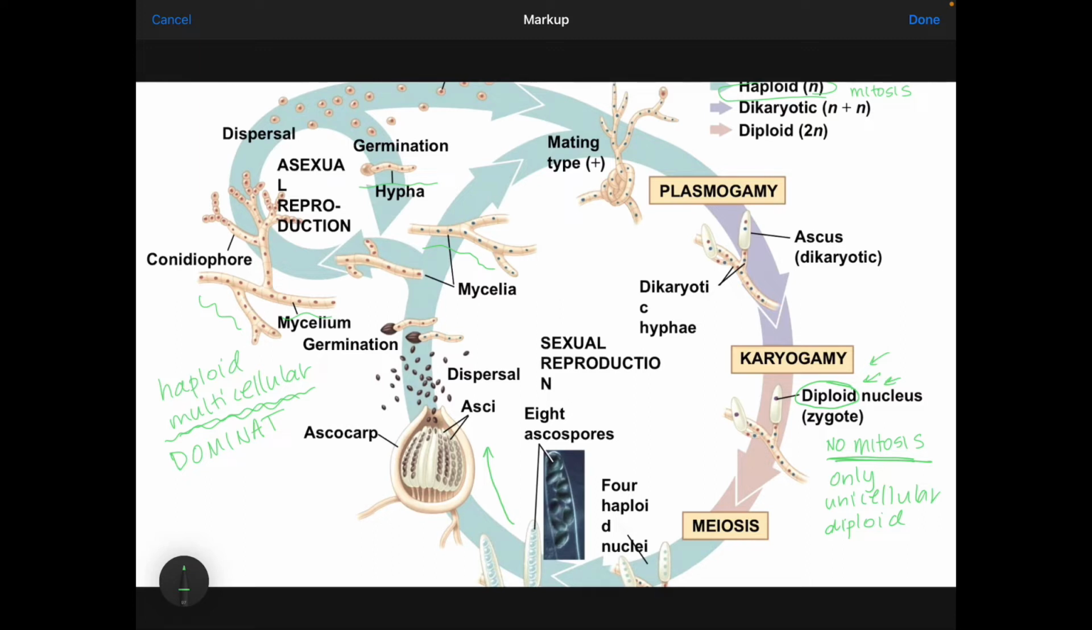Okay, so that's the big part. All of the stuff that is in blue, that is the main fungal growth stuff. That's where the fungus is growing and growing. That's all the stuff in blue. And that is all haploid.